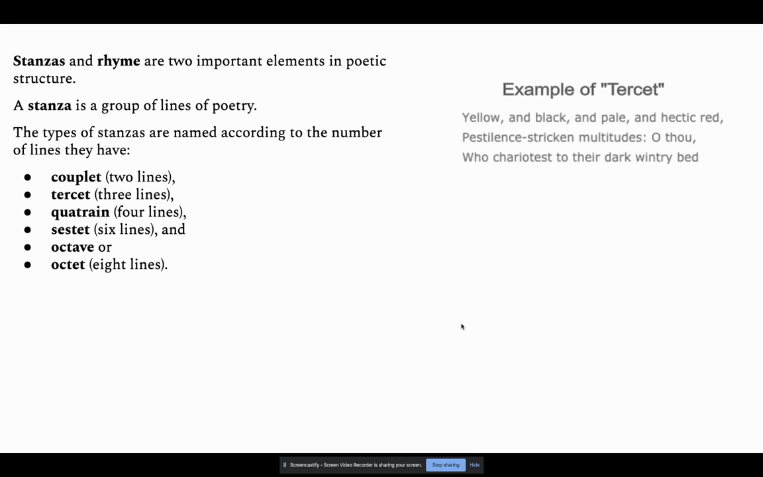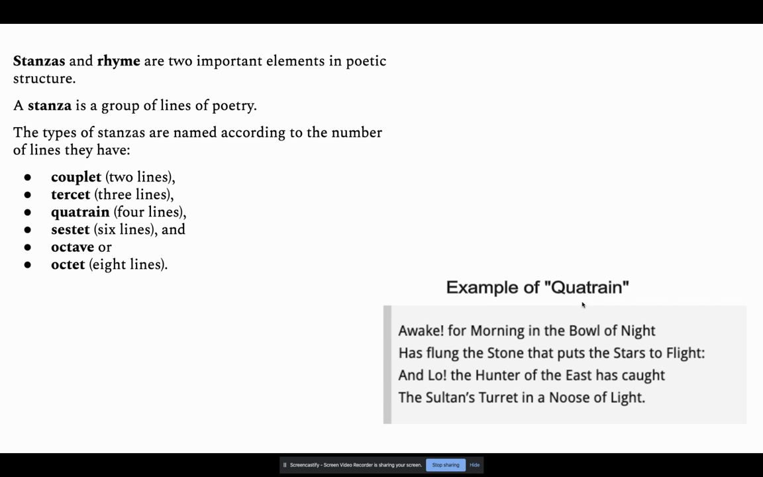Here's an example of a tercet, 3 lines. Yellow and black and pale, the hectic red, pestilence stricken multitudes, O thou who chariotest to their dark wintry bed. That's an example of a tercet because it is 3 lines. The next example is a quatrain, the stanza is 4 lines. Awake for morning in the bowl of night has flung the stone that puts the stars to flight. And lo, the hunter of the east has caught the sultan's turret in noose of light.